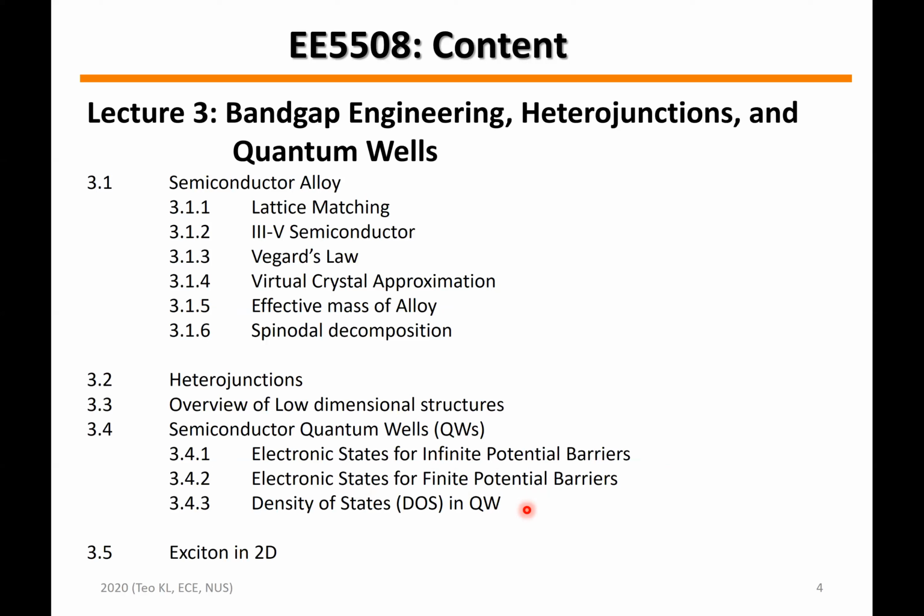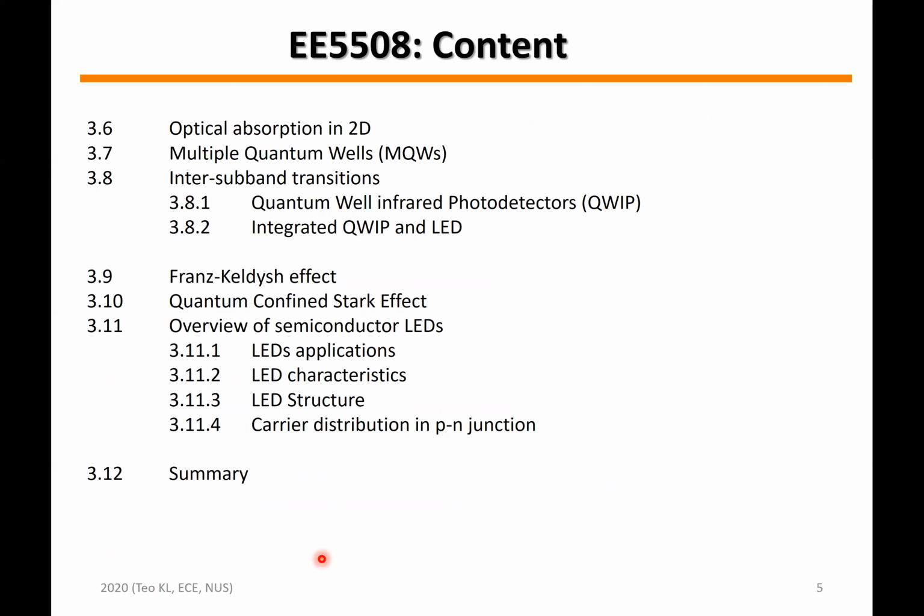Now, exciton occurs in 3D or bulk semiconductor, and it also occurs in the two-dimensional case, which is quantum well. We will discuss the effect of exciton in quantum well as compared to exciton in bulk semiconductor. We will also discuss the optical absorption in the two-dimensional case, which is quantum well. Next, we will talk about the advantages of having multiple quantum wells.